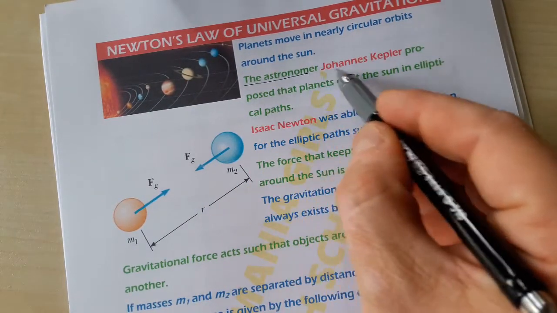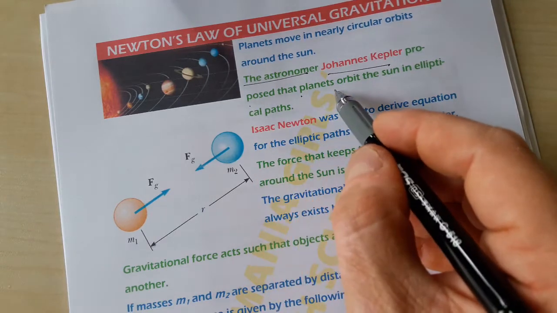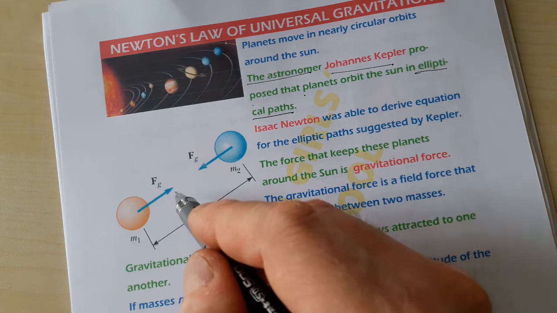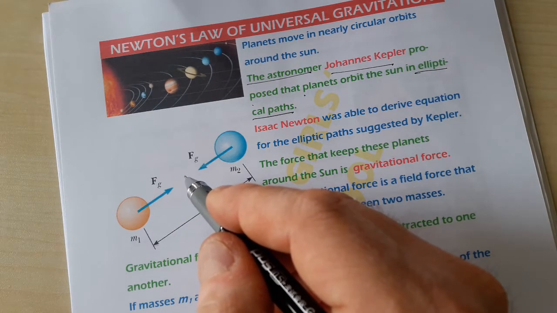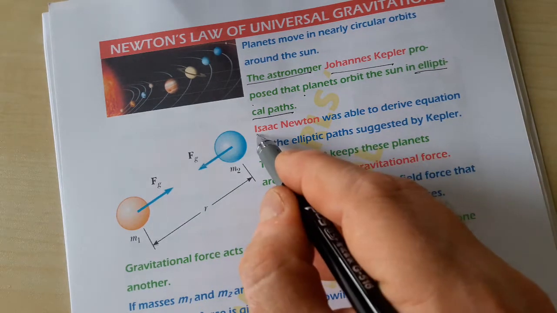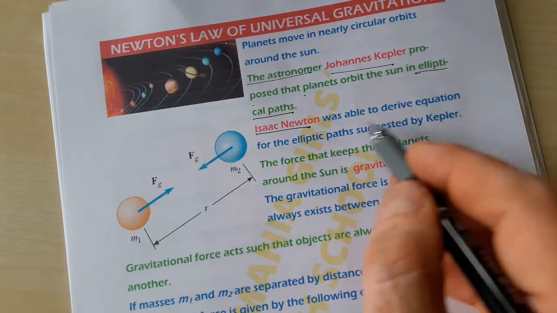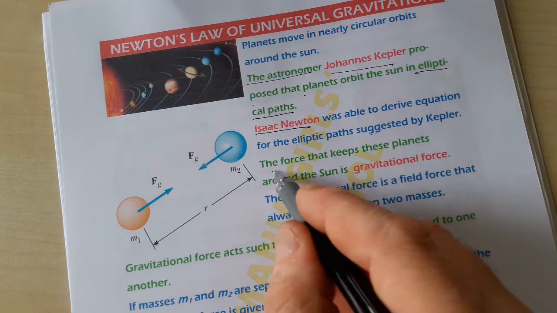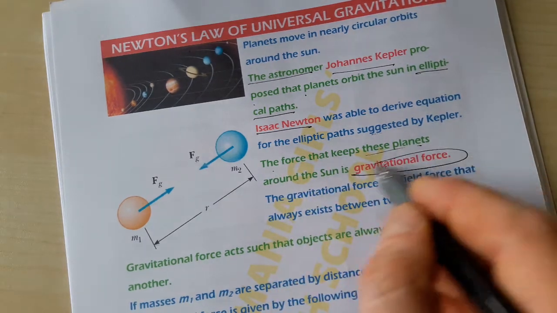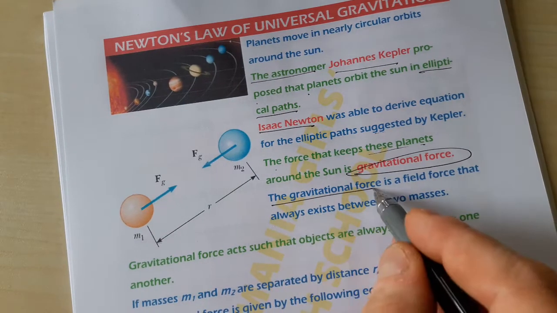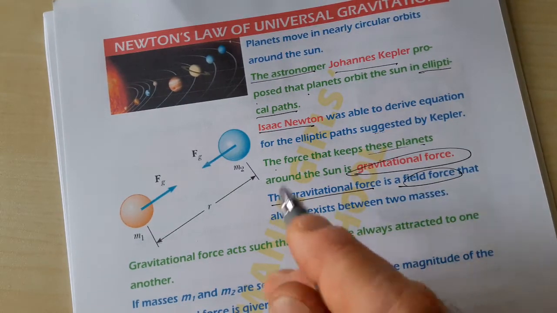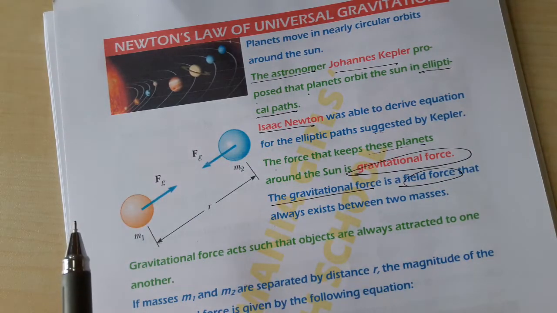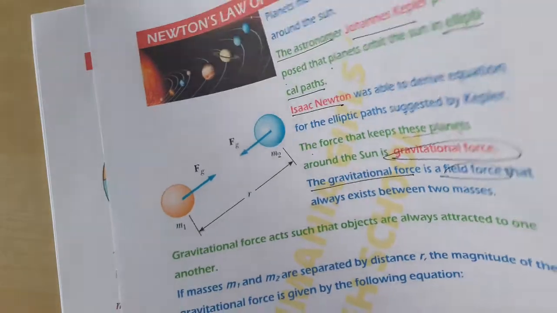The astronomer Johannes Kepler proposed that all planets orbit the sun in elliptical paths. Elliptical, some are very close to a circle, some are a perfect ellipse. Isaac Newton was able to derive the equation for an elliptical path suggested by Kepler. The force that keeps the planet around the sun is the gravitational force. Gravitational force is a field force. What is a field force? As you see, two objects are not in contact, but they can attract one another. So this kind of force is called a field force.